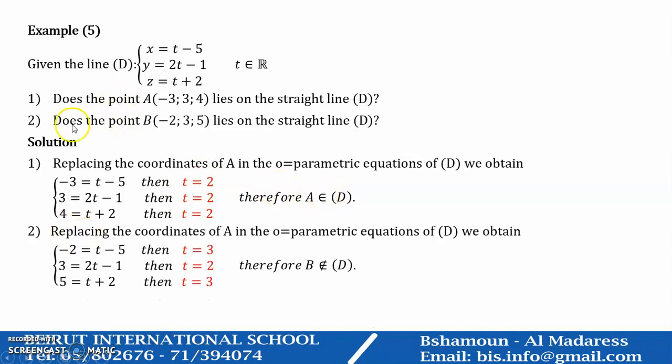Now, in the second part, they ask us to check if B is on the straight line D. We replace the coordinates of B in the straight line, so we obtain minus 2 equals t minus 5, then t equals 3, and here t equals 2. There is no need to continue for the third equation. Since the first two equations give us different values of t, then B does not belong to D.